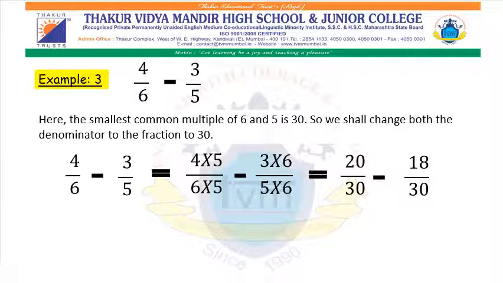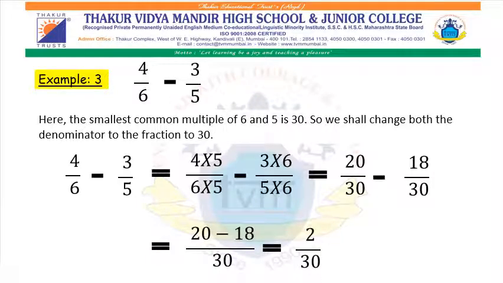So, both the numerator and the denominator you will multiply by 6. That is 3 upon 5 multiplied by 6 upon 6. So, you will get 18 upon 30. This has again become a like fraction. So, subtracting the numerators 20 minus 18, you will get 2 and the denominator will be written as it is, that is 30. So you got the answer 2 upon 30.